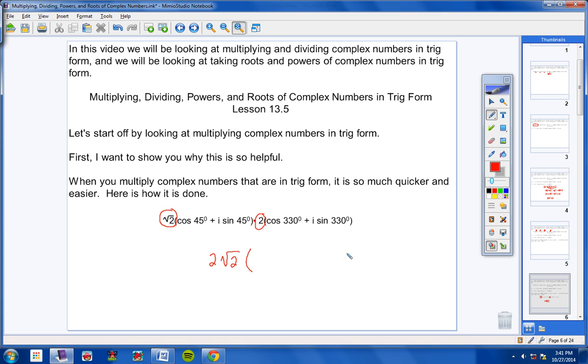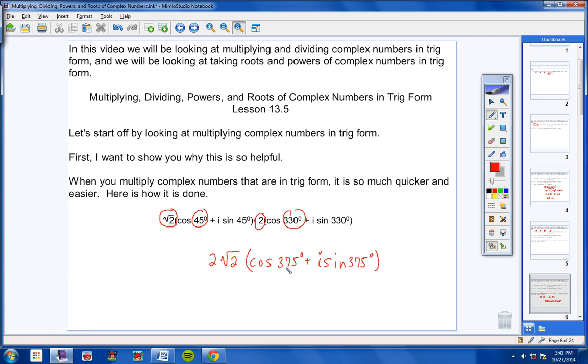Wow. Piece of cake. And then you add the angles. So you have cosine of 375 degrees plus i sine of 375 degrees, and you're finished. That's simple. Now, it is true that sometimes I will ask you to write this final answer in complex or in standard form. Well, that's still easy to do, students.